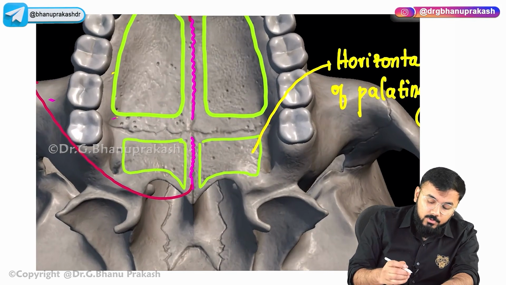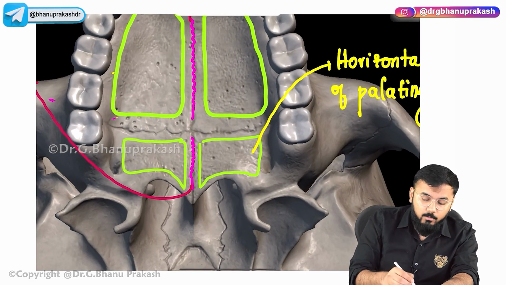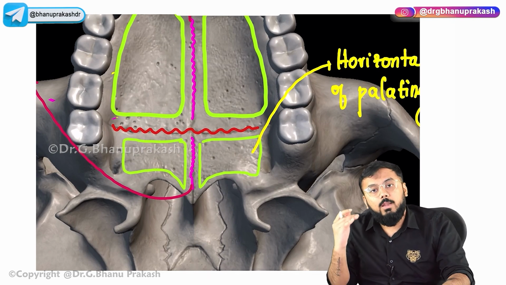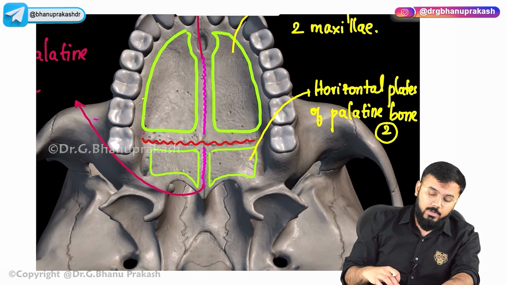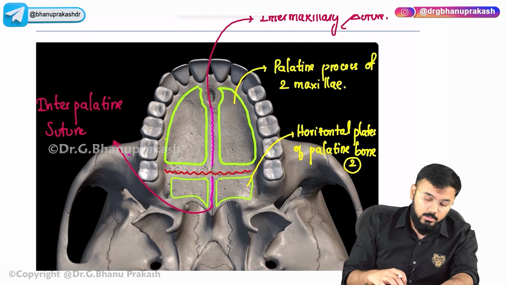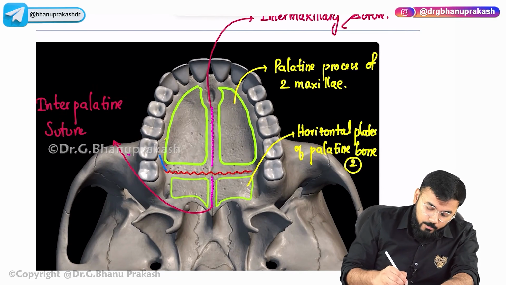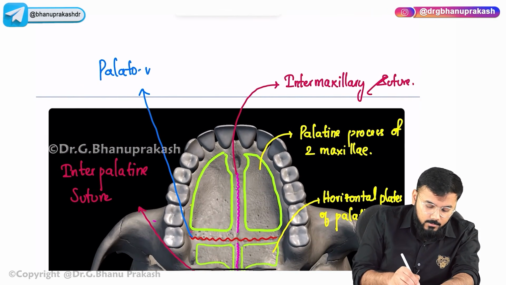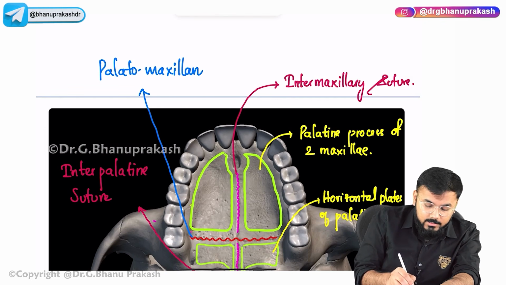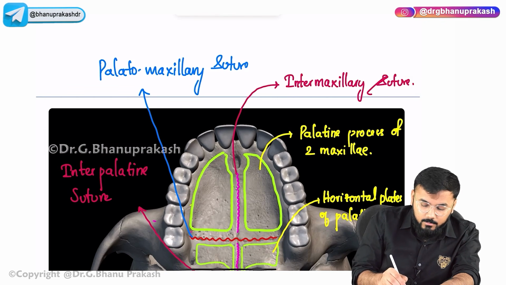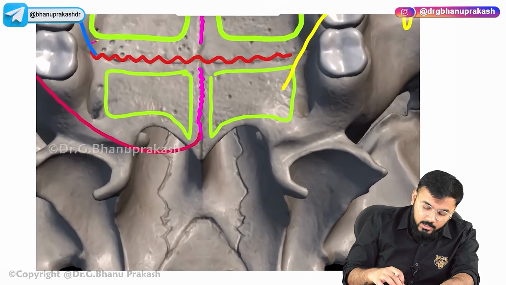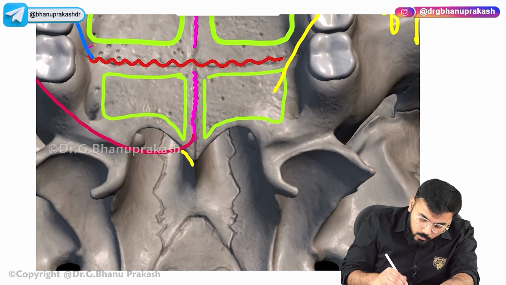In the same way, between the two maxillae on the top and the two palatine bones down, you have another suture. See here. What is this suture? It should be called the palatomaxillary suture because it is present between the palate down and the maxilla on the top. You call this the palatomaxillary suture.